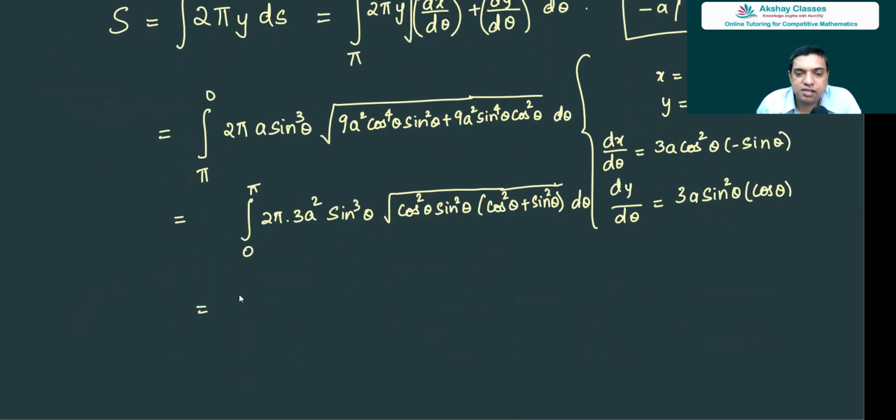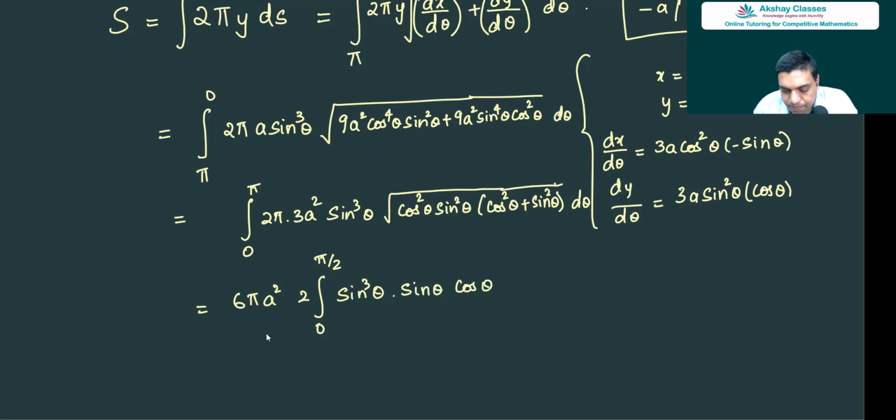So this is 6 pi a square integral. Now sine of pi minus theta will be sine theta, cos of pi minus theta will be minus cos theta. So you can write this as 2 times 0 to pi by 2 sine cube theta. And now you can remove the under root. You will get sine theta cos theta. So we get 12 pi a square integral 0 to pi by 2 sine power 4 theta cos theta.